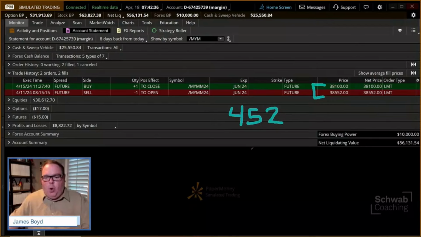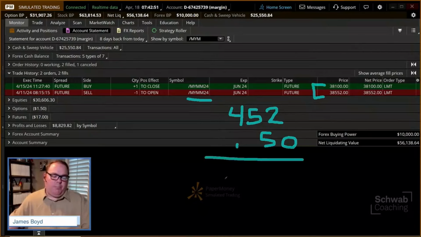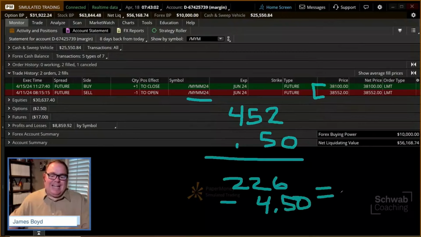And every point was worth, on a one contract basis, 50 cents, because we're not talking about the YM, we're talking about the MYM, the micro Dow futures. So when we look at what that gain was pre-commission, it was $226, minus the commission of $225 to get in and $225 to get out. That net gain after commission was $221.50.